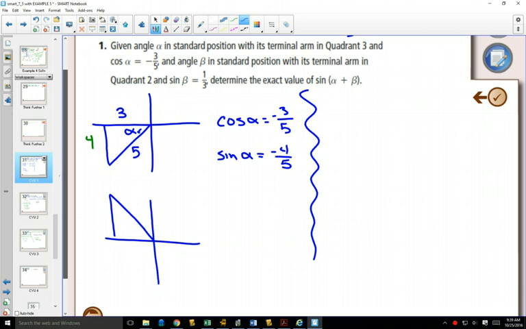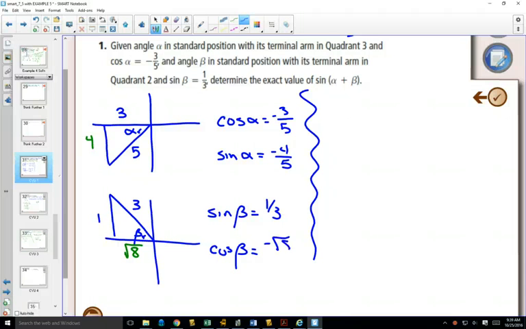I can label my reference angle for beta. And since sine is 1/3, I know this side is 1, this side is 3. A squared plus b squared equals c squared. Hopefully you're getting really good at doing those in your head by now. That's going to be the square root of 8. So now we knew that sine of beta was 1/3. We now know cos of beta is -√8/3.